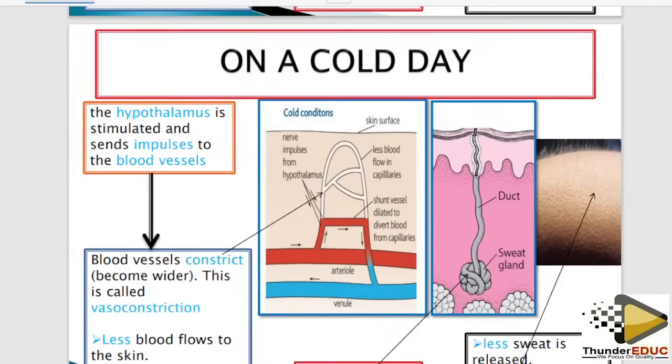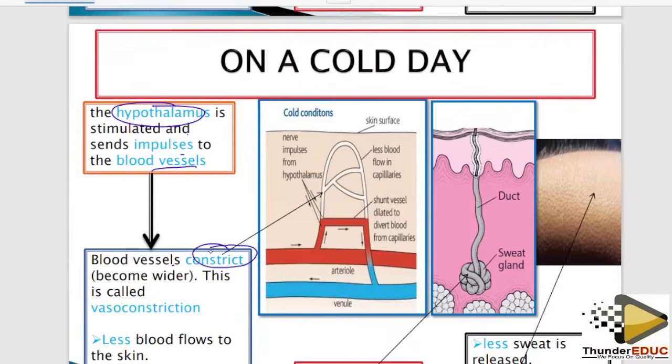So the hypothalamus, because it is the same gland, is going to be stimulated. But in this case, when it's stimulated, it has to send something. The impulse sent must be just a little different. Okay, the impulse is going to be sent to the blood vessels. The blood vessels will constrict.